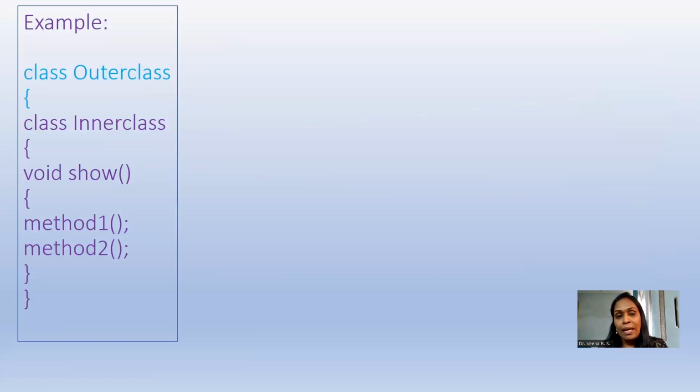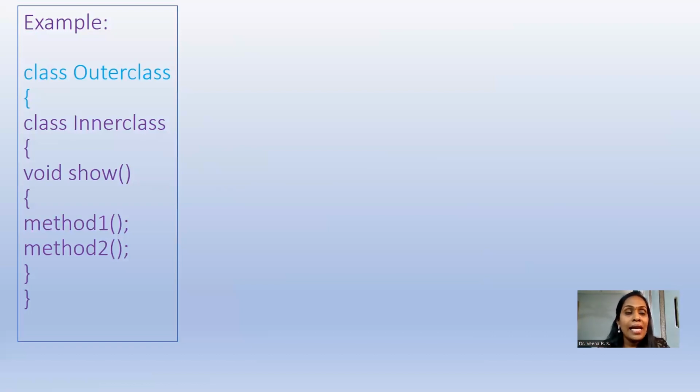So just a small example to explain what inner classes, outer classes, and nested classes are. I've written one example where we have created a class named outer class. Inside this outer class, we have created one more class named inner class.